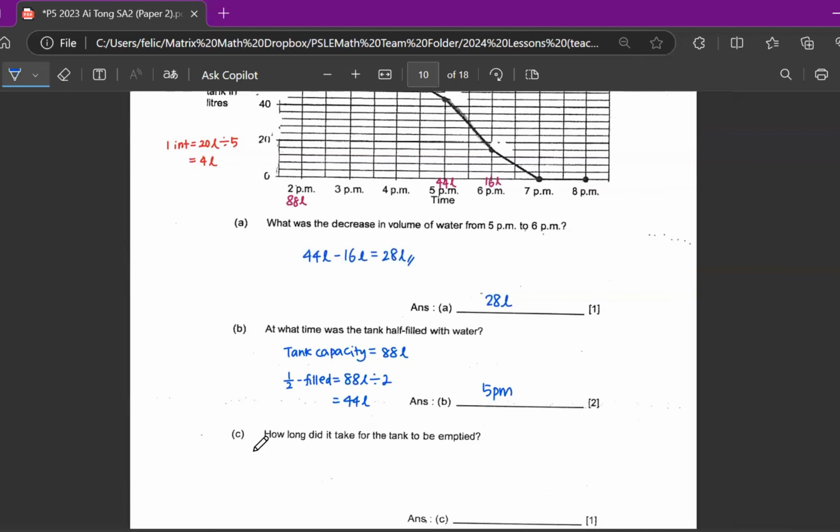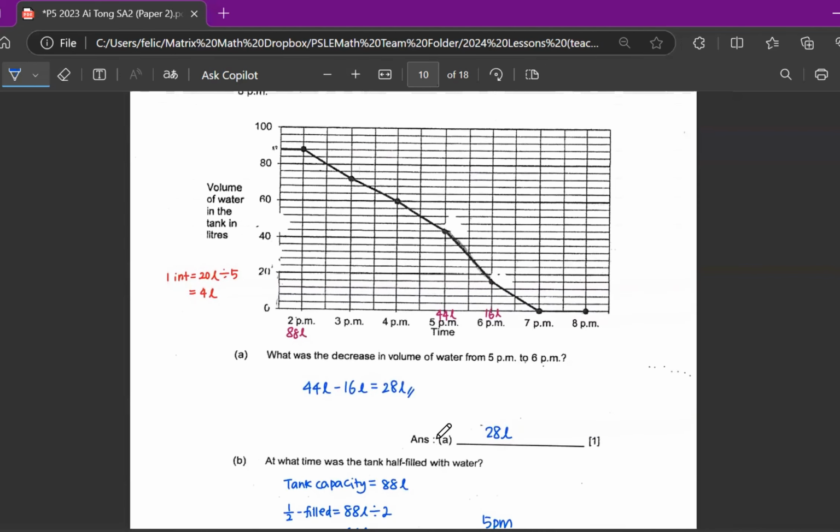Okay. Now the next one, how long did it take for the tank to be empty? So remember from the beginning, 2 p.m., it was fully filled at first. And for it to be empty means the graph will slowly go down until it hits 0 liters of water inside the tank, which as you can see is actually the 7 p.m. mark. At the point of 7 p.m. it starts to be 0 liters.